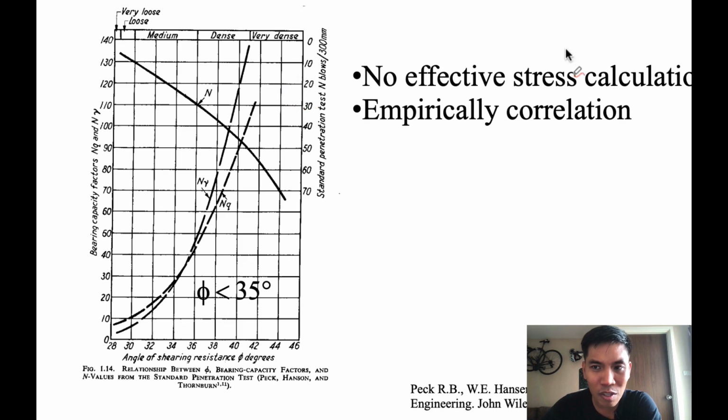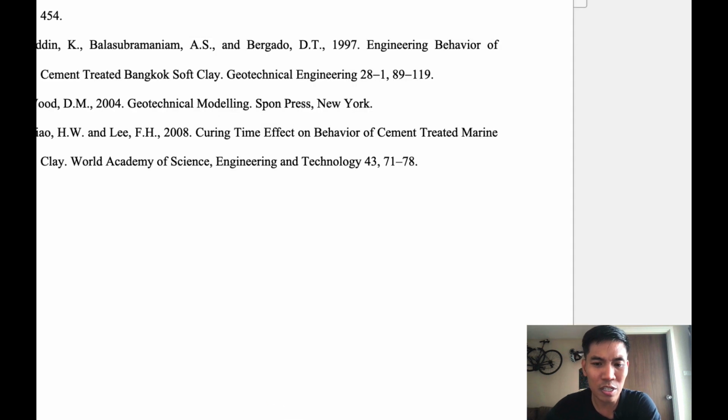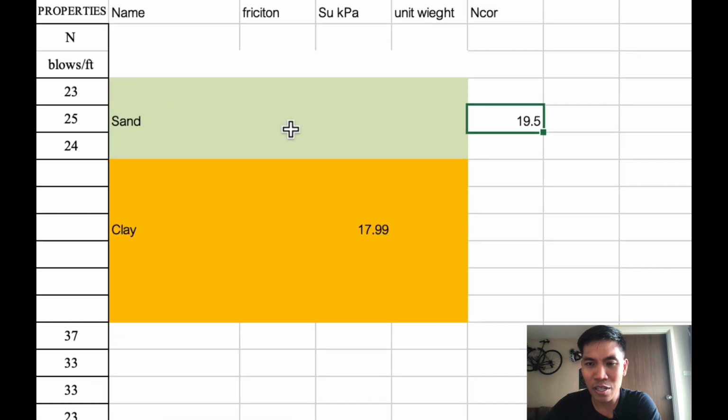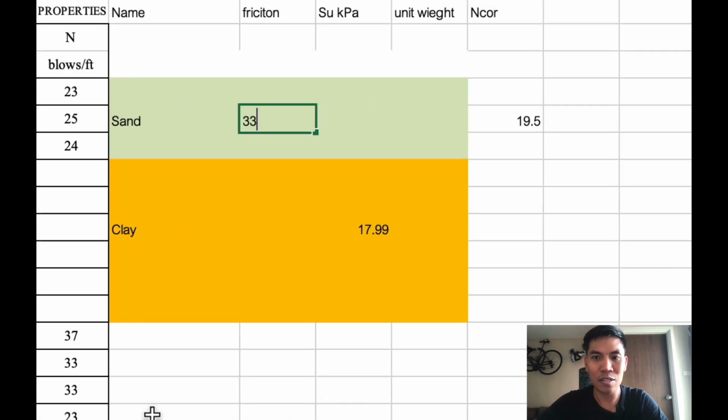So go back to see where is 19.5. 19.5 here. Okay, I just draw some line. 19.5 is about here. So how much is the value? It's about, sorry, the friction angle is about 33. Okay, quite straightforward. So we go to the next one.